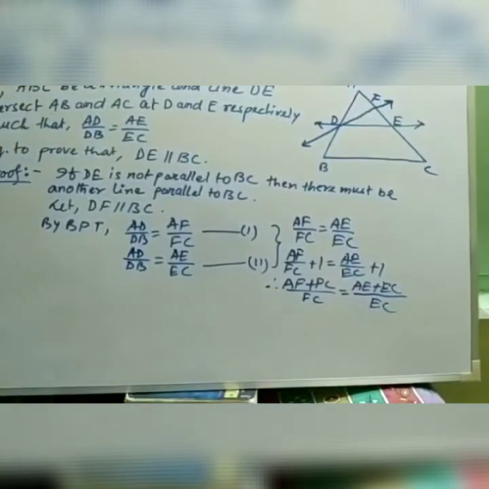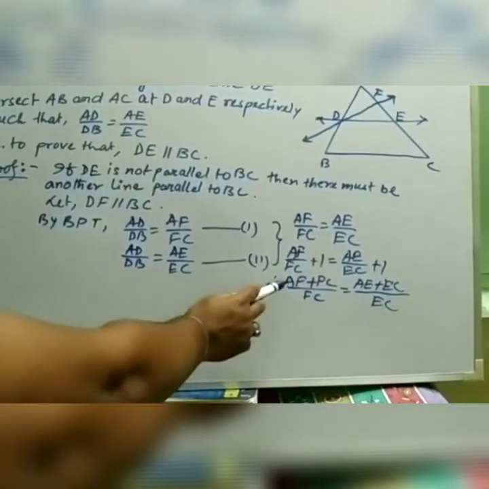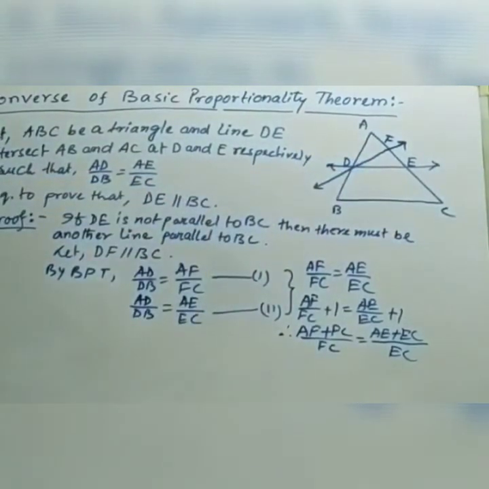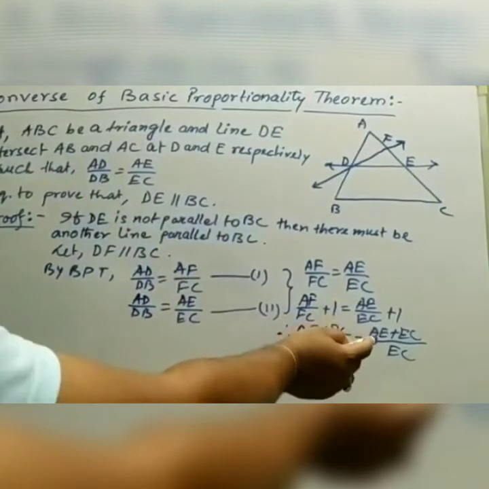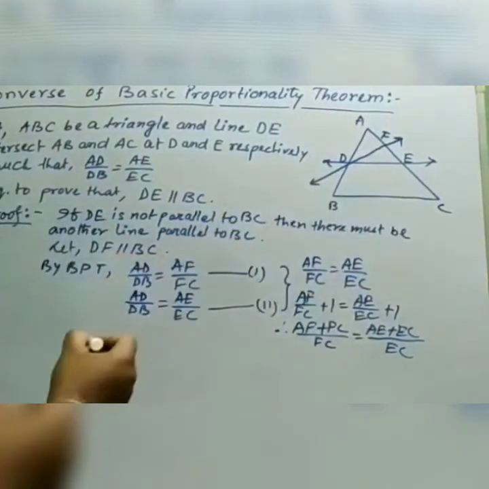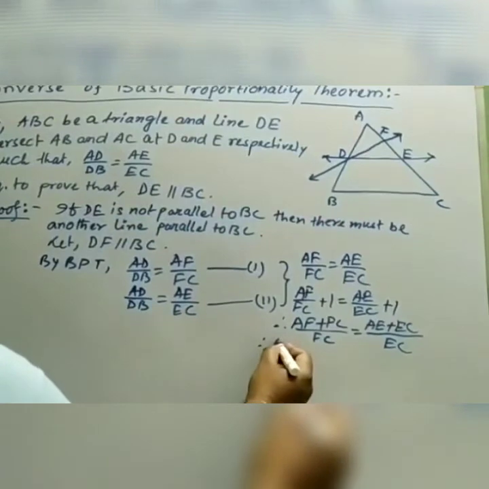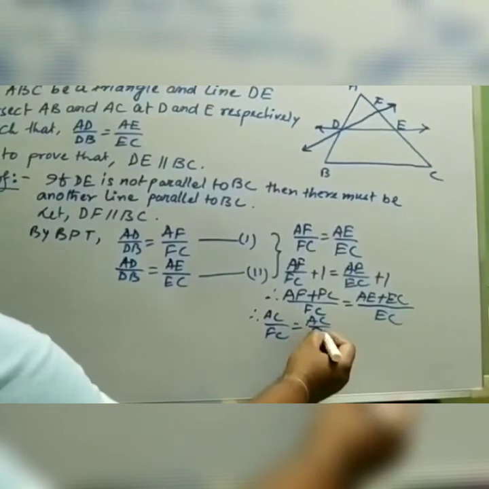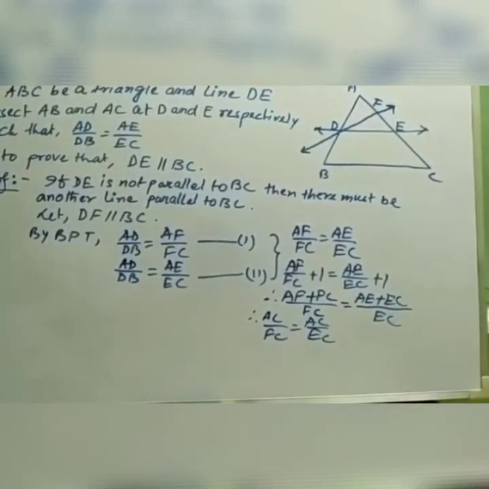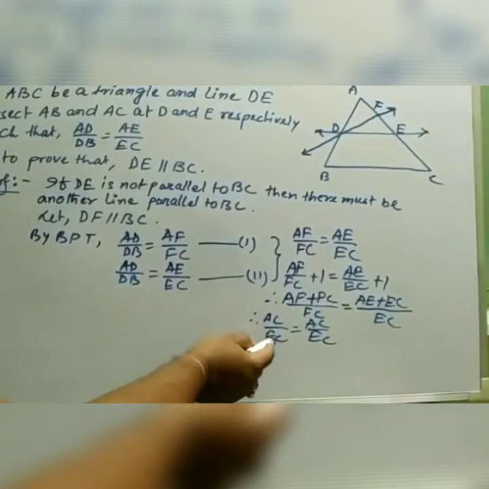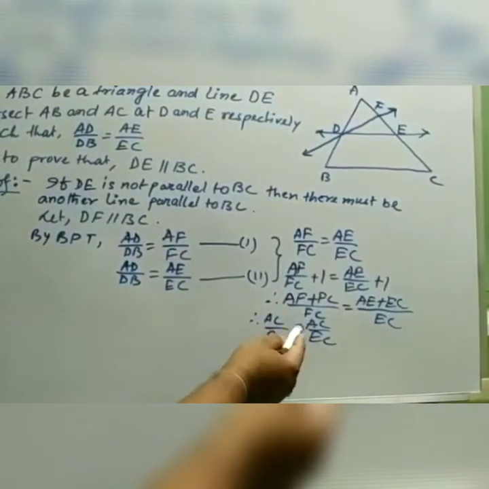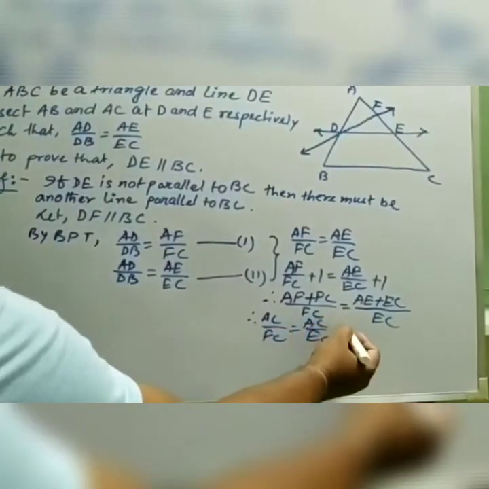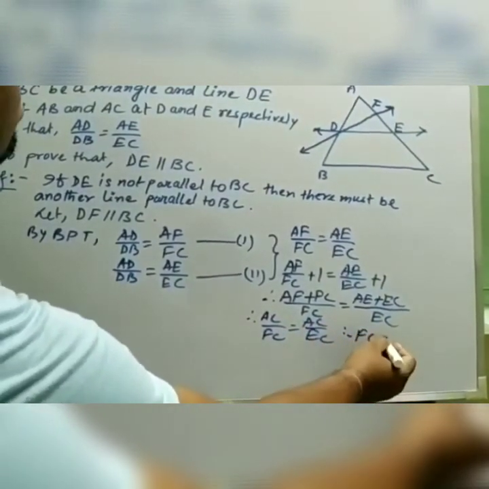You get this? Now you can see from the figure what AF plus FC is. AF plus FC gives AC, and AE plus EC also gives AC. So these two become AC by FC equals AC by EC. As the numerators are equal and the two ratios are equal, the denominators should be equal. So from there we get FC equals EC.